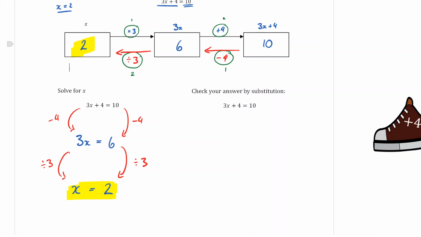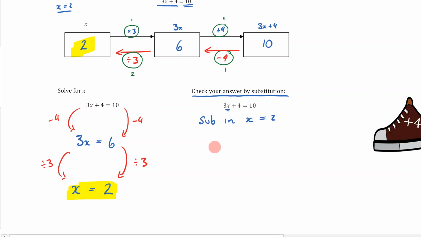Now, let's say you're in a test and you want to double check your answer is correct. Well, you can actually do that. You can check your answer by substitution. So you take your original equation and sub in your answer. Sub in x is equal to 2. That means into the x spot, I'm going to put 2, like this. And now I'm going to check whether or not this is a true statement.